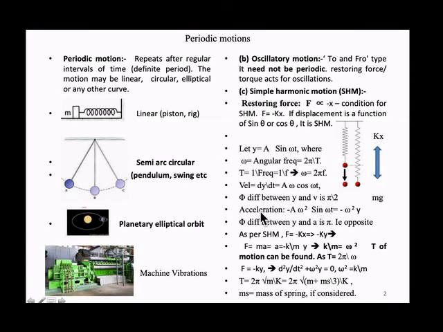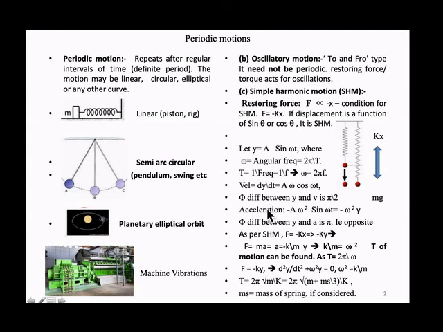So what is the acceleration? It is dv by dt. When I do dv by dt, how much is it? Minus A omega square sin omega t, because the differentiation of cos omega t is minus sin omega t. This is acceleration. This is nothing but minus omega square times A sin omega t. What is A sin omega t? Y is A sin omega t. So this becomes minus omega square y.